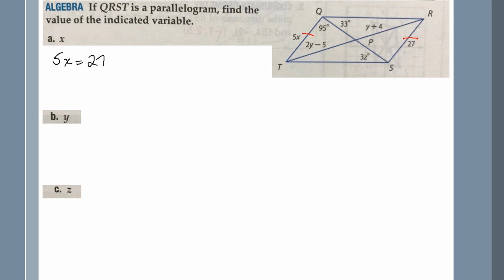So we're just going to do some simple algebra. We'll divide each side by 5. So x is equal to 27 fifths, which is equal to 5 and 2 fifths. Or if we use our calculator, we would come up with 5.4.